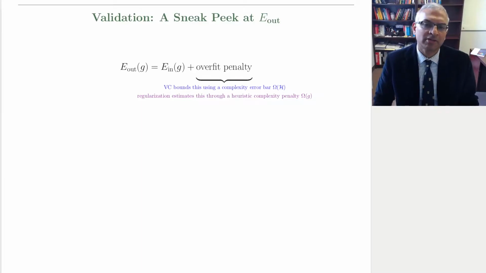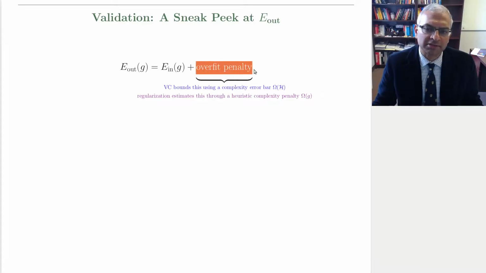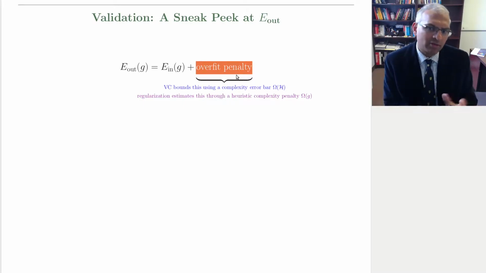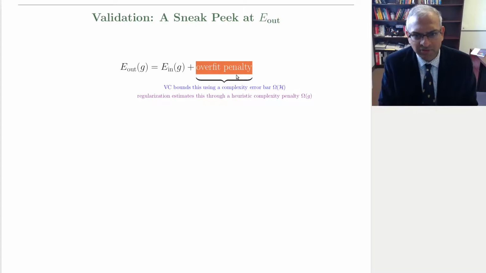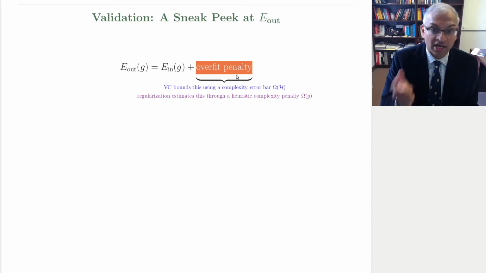So let's talk about the high-level idea for validation. Now, you have the out-of-sample error, E out. We can generally write the out-of-sample error as the in-sample error plus, let's call it, an overfit penalty. Now the VC bound attempts to bound this overfit penalty with omega of h, and regularization estimates this overfit penalty with lambda over n omega of g. So VC gives a complexity penalty for the hypothesis set, and regularization gives a complexity penalty for the hypothesis.